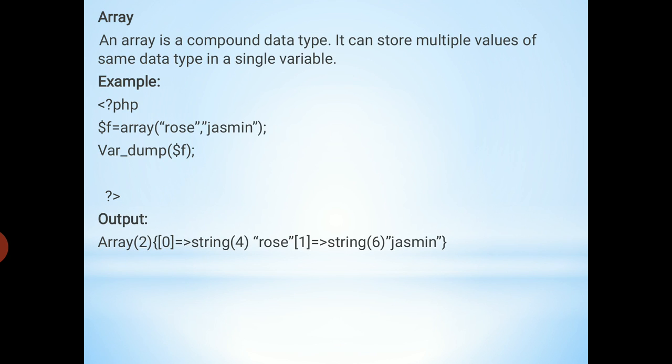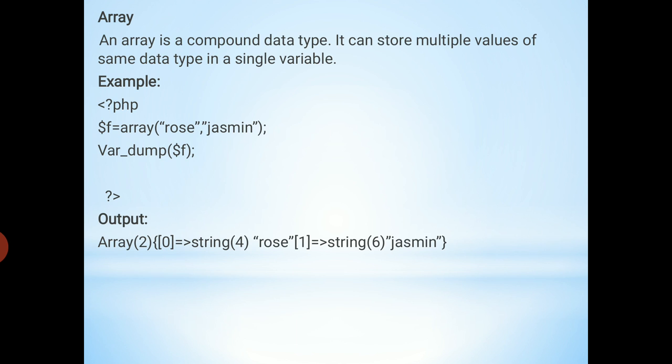Next data type is compound data type. It is also called mixed data type or user defined data type. It can store multiple values. There are two categories in compound data type. First one is array. Discussing the array. An array is a compound data type. An array stores multiple values of the same data type in one single variable.